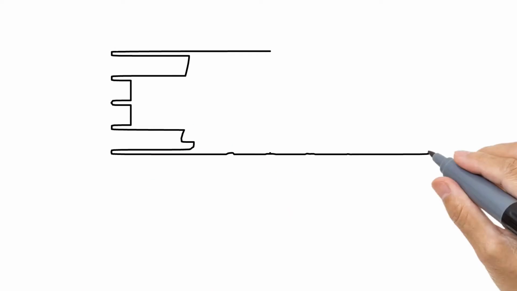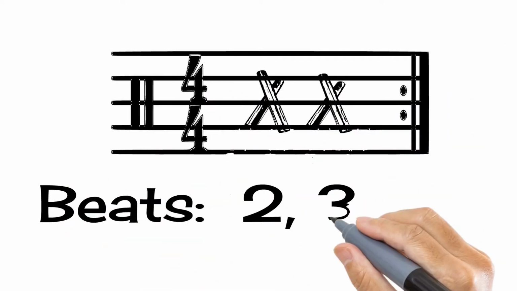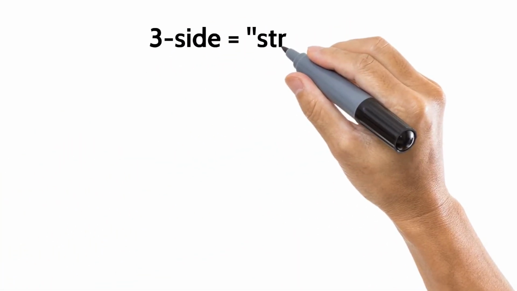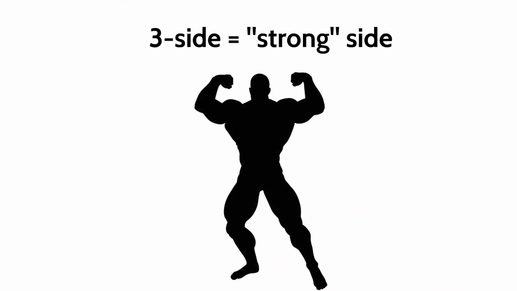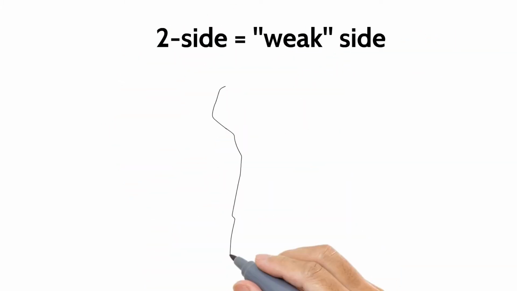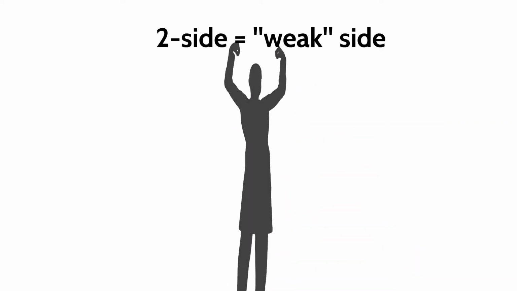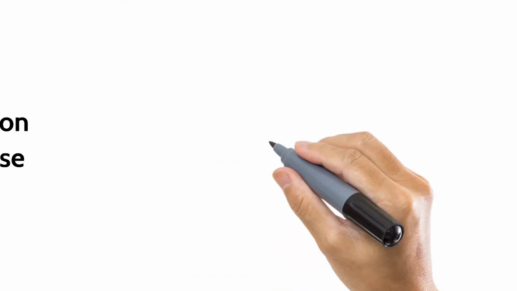However, the following measure of music will have 2 evenly spaced clave beats which line up a little more closely with the pulse. This is known as the 2 side of the clave. Now, the syncopated 3 side of the clave is referred to as the strong side because it creates rhythmic tension with the pulse. And the 2 side of the clave is often referred to as the weak side because it releases or resolves the rhythmic tension created by the syncopated unevenness of the 3 side. This cycle of tension, followed by release, creates a rubber band-like dynamic that gives salsa music its unique rhythmic flow.